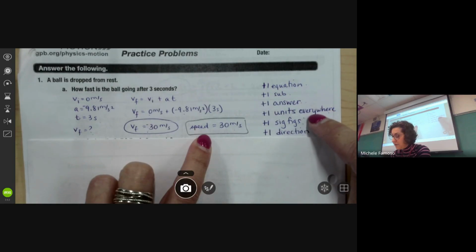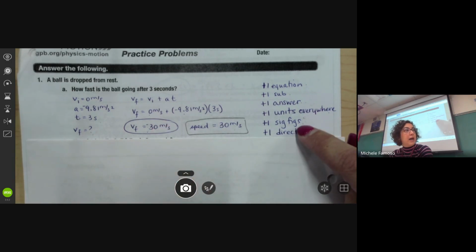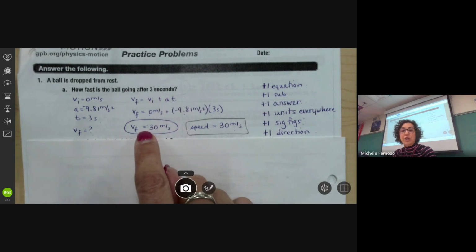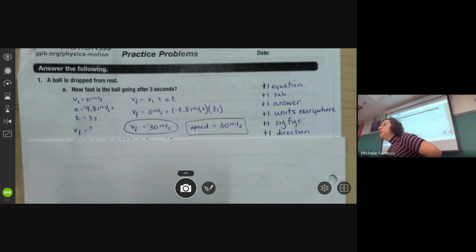You would get 1 point for having a unit after every number that you listed. 1 point for having the correct sig figs on your answer, and 1 point for giving a direction if it were a vector problem. This one is not, so we would not have that point, so it actually would be a 5-point question. Okay, that's how these kinds of questions are graded, and that's how they're always graded on a unit test. So you want to make sure that when you're doing these questions, and all of this is listed at the end of the problem in parentheses. It says show all work, including da da da da da da da. That's all the stuff it's going to tell you to show.